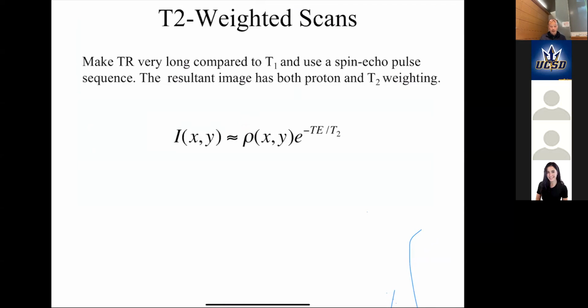T2 weighted scans, we want to get rid of the T1 dependence, right? So we want to make that 1 minus e to the minus TR over T1 term go away. So the way we do that is we make TR very long. In that case, this term would just go to 1, right? So now this is a T2 weighted scan. And so we have proton density with this T2 weighting.